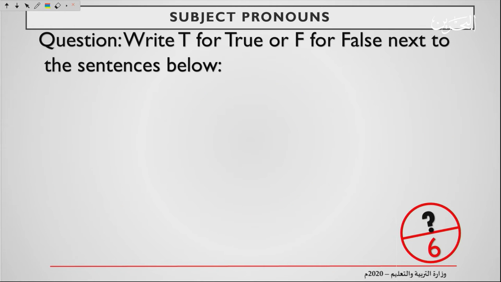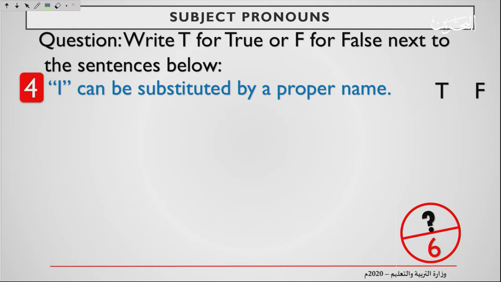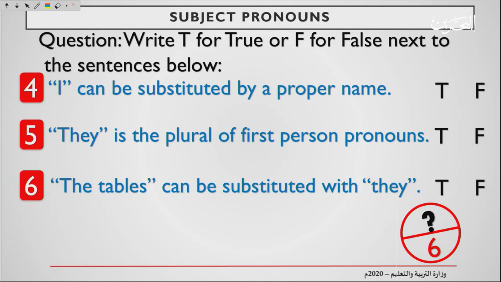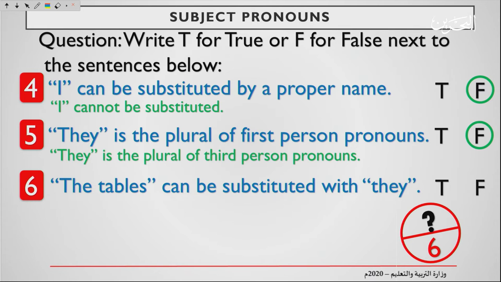All right. We have question four. I can be substituted by a proper name. Think. Five. They is the plural of first person pronouns. Six. The tables can be substituted with they. All right. Mark your answers. For number four, the answer is F. I cannot be substituted with any proper name or noun. Five, they is the plural of first person pronouns. F, they is the plural of third person pronouns. The tables can be substituted with they. True. Mark your grade and write it down.